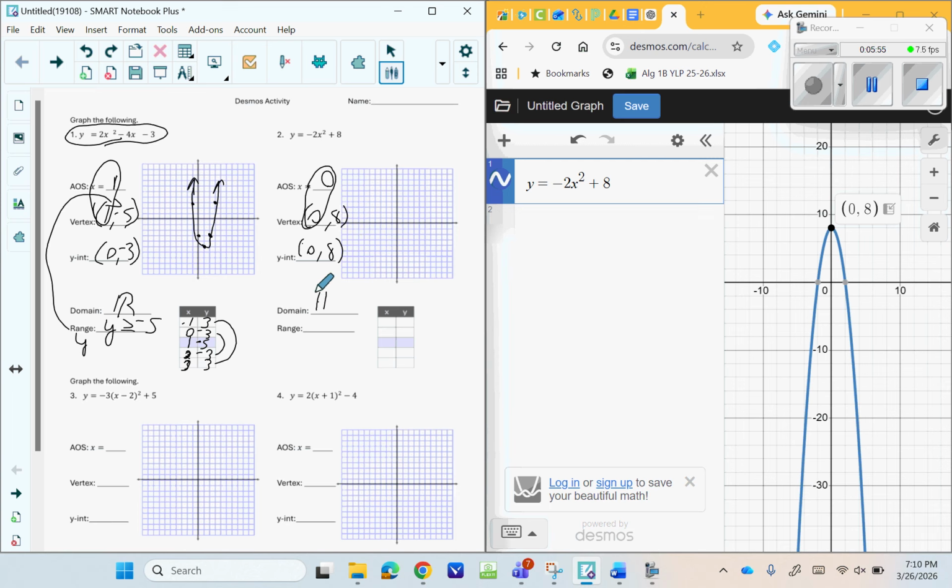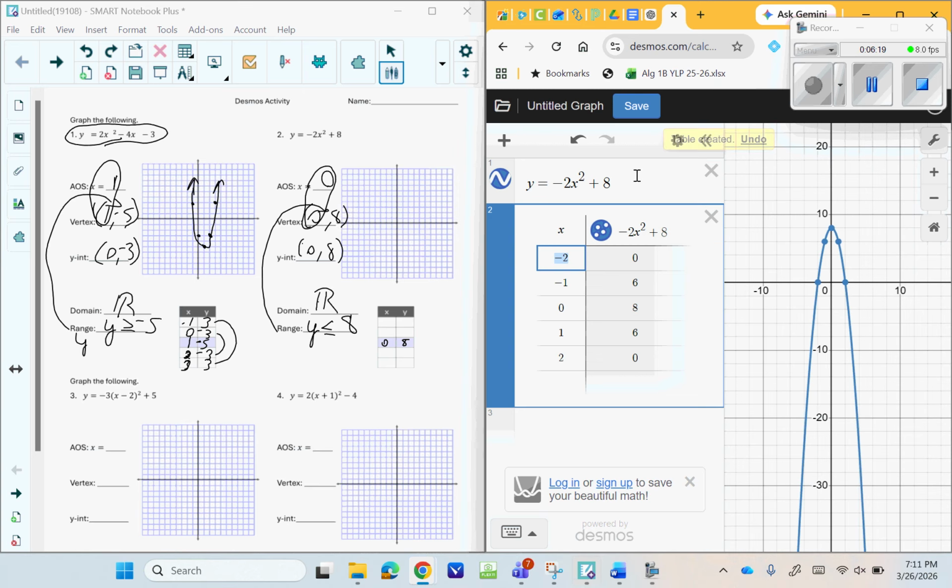Okay, the domain is always going to be the set of all reals. And then since it's going down, our range is going to be y is less than or equal to, and then I'm going to go up to the y value of my vertex and say 8. So I'm going to plug in 0, 8 to the middle part, and I am going to go to my little cog here and fill in the rest.